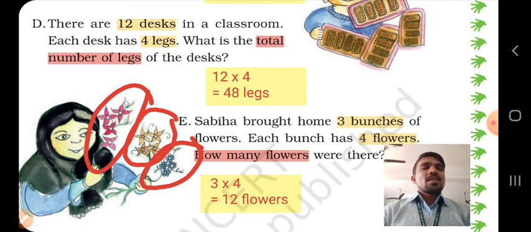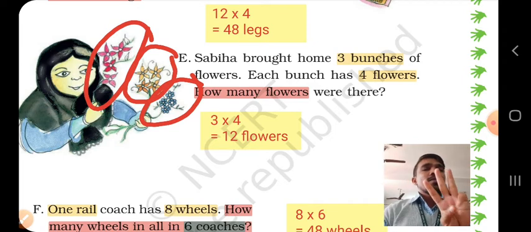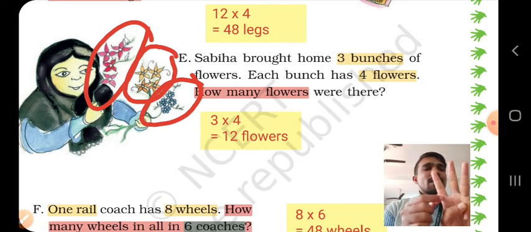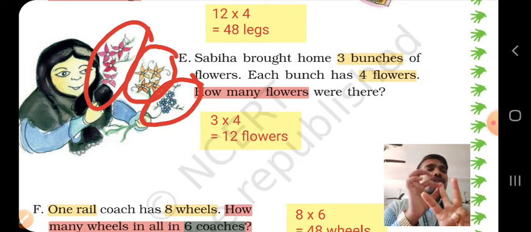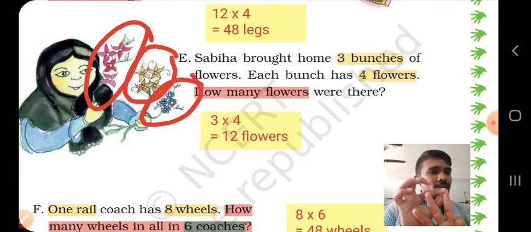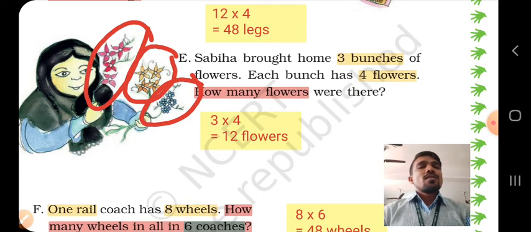Fine. E1. Sabiha bought home 3 bunches of flowers. Bunch means group of flowers. How many? 3 bunches of flowers. Each bunch has 4 flowers. Second bunch also has 4 flowers, third bunch also has 4 flowers. How many flowers are there in total? So 4 plus 4 plus 4, or you can just multiply 3 times 4. So 3 times 4, that is 3 multiplied by 4, 12 flowers.